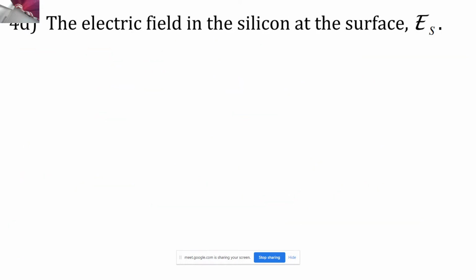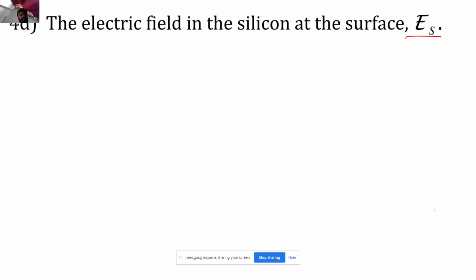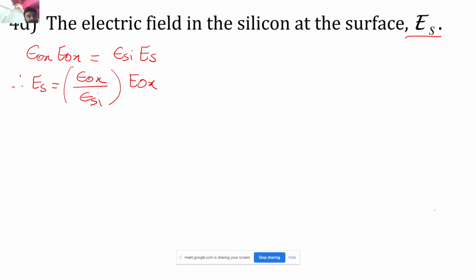Now the next question is Es. As somebody had suggested, I will be using this formula: epsilon ox into Eox equals epsilon of silicon into Es. So how will I know Es? Es will be epsilon ox by epsilon Si into Eox. Hence Es will be what?